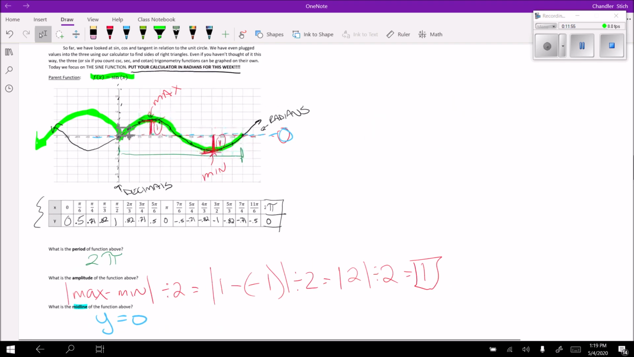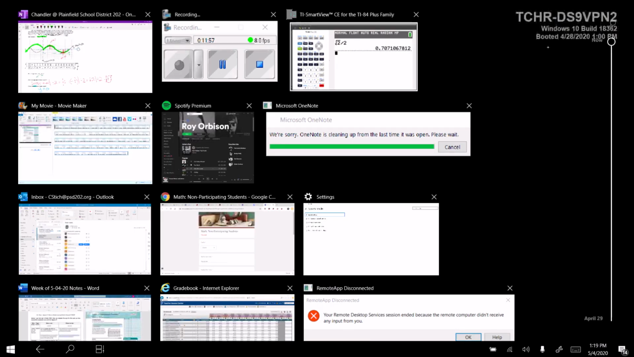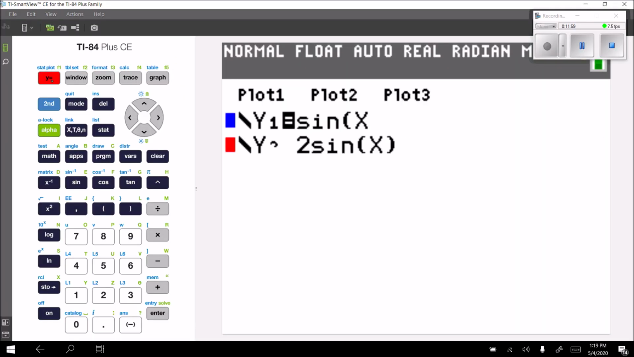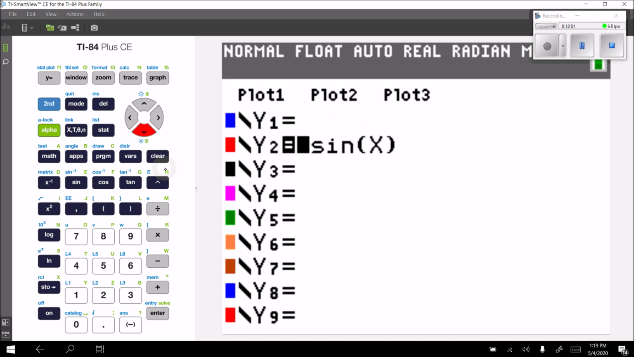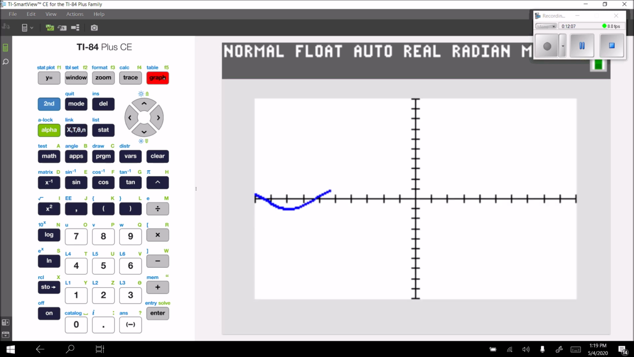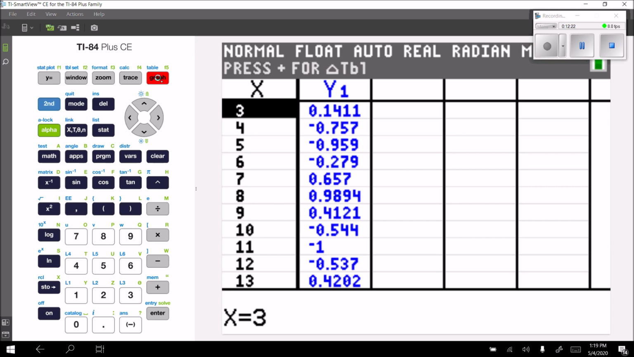You could also just do this if you really wanted to. You could go y equals sine x, make graph. And what do you know? It's exactly what we just did, but a little bit further. Feel free to use either option. Just be careful with your table because your table is not in radians. So be careful about that.